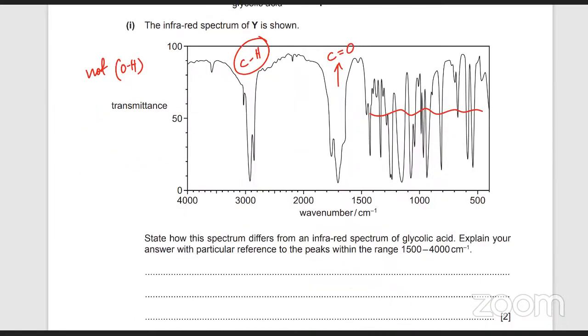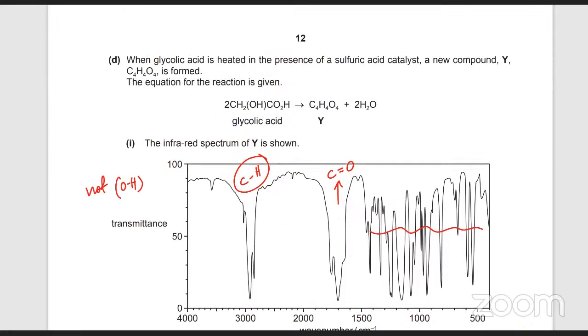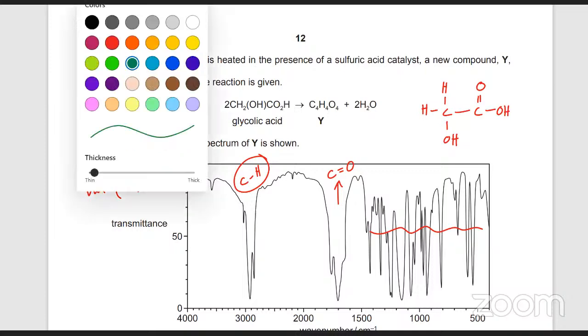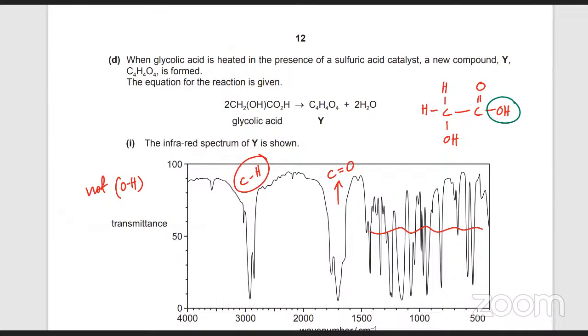State how the spectrum differs from the infrared spectrum of glycolic acid. So what will glycolic acid have, and what will be different? Now, glycolic acid is firstly going to have an OH. It's going to have two things. It's going to have a carboxylic acid OH, so it's going to have a strong and broad absorption around 2500 to 3000. This is what you're going to write.